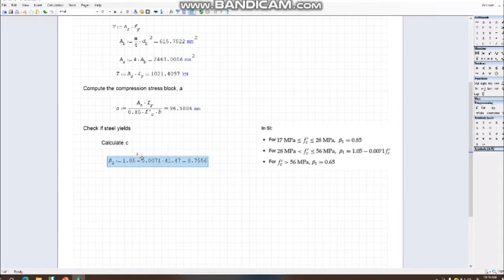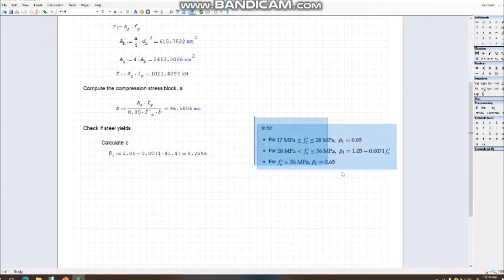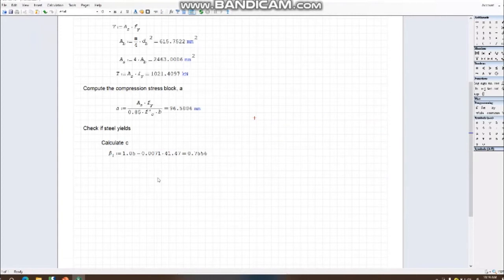Okay, so since natay beta 1, I can calculate now my C. So, ang atong C, makukuha na natin C being ang A kanina, divide by beta 1. So, yan. Ang C is the distance to the neutral axis, and then the next step is calculate the strain in the steel.